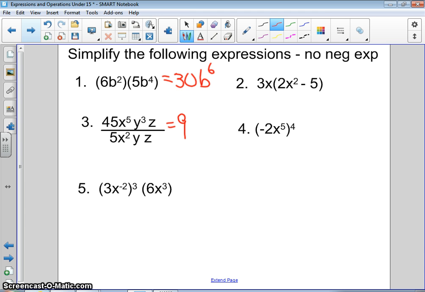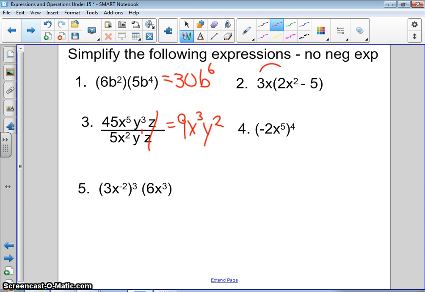Then we've got x to the 5th divided by x squared. Well, 5 minus 2 is 3, so that's x cubed. We've got y cubed divided by y, which is secretly y to the 1st. 3 minus 1 is 2, so that's y squared. And your z's cancel out, so that's your answer right there. 9x cubed y squared.